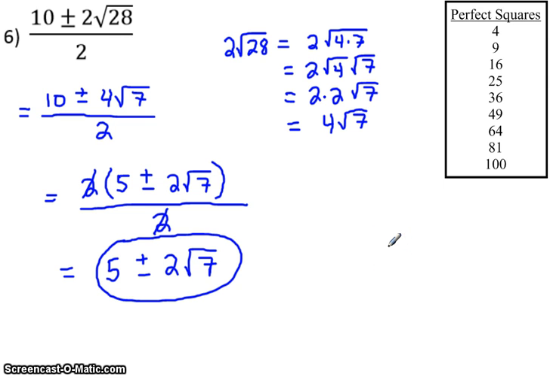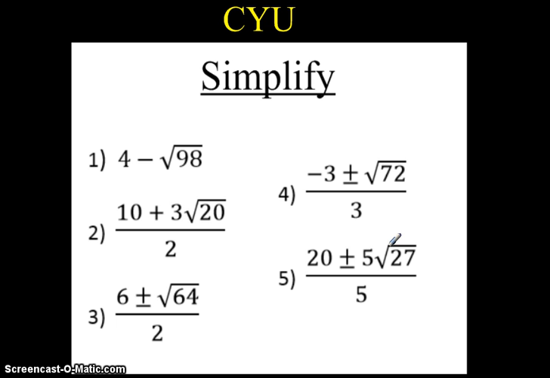Alright, so that was 6 quick problems. Let's get to the SIA questions. 5 SIA questions for you. What you want to do is simplify, put them in simplest radical form. Good luck.